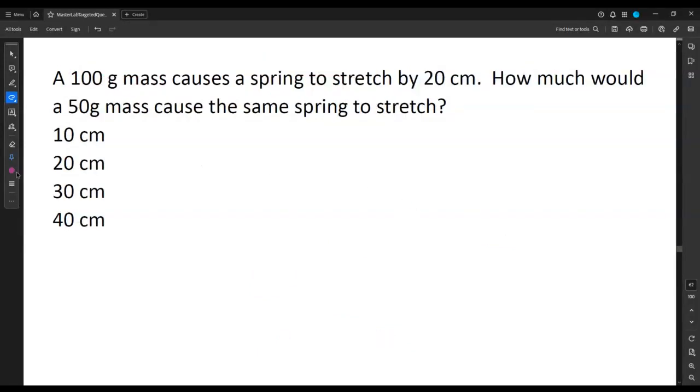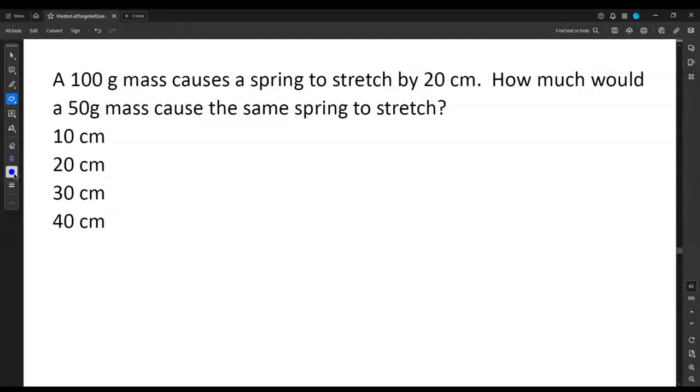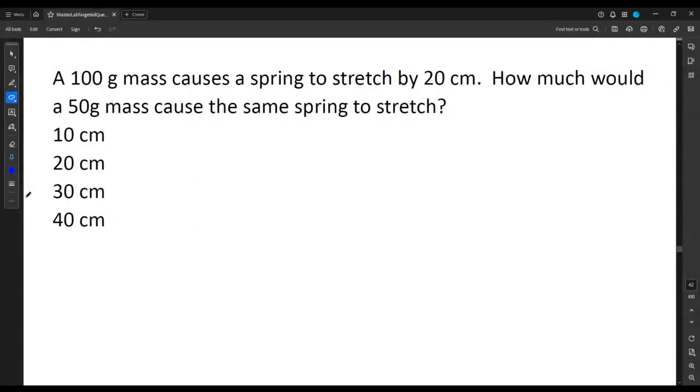Okay, now we don't always have to find the spring constant. As long as we stay within the elastic limit, which basically means we don't stretch it enough to break anything, then we're going to see that there's a linear relationship between the force, or mass, hanging on the spring and the change in length. So we can set up actually a proportion with this. That linear relationship makes this really nice.